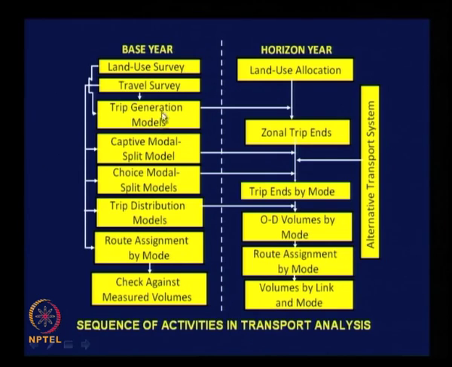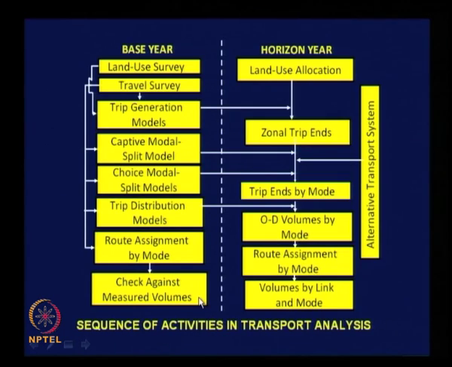You do all the steps in respect of passenger transportation and finally get route assignment by mode, which can be used to check against measured volumes. As I mentioned to you earlier, the measured volumes will contain both passenger vehicles as well as goods vehicles.